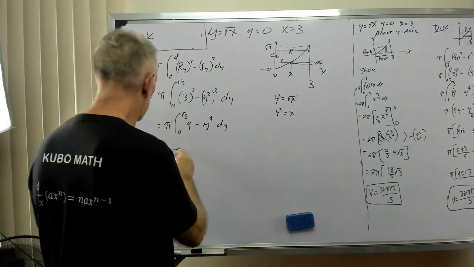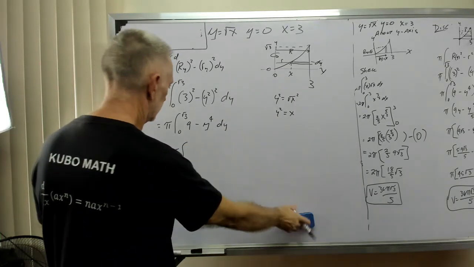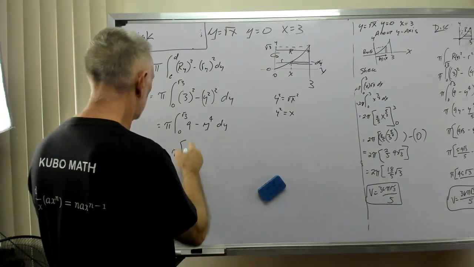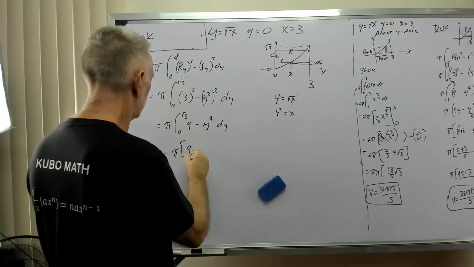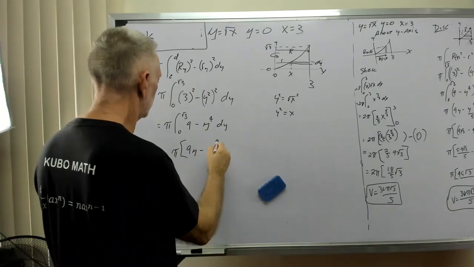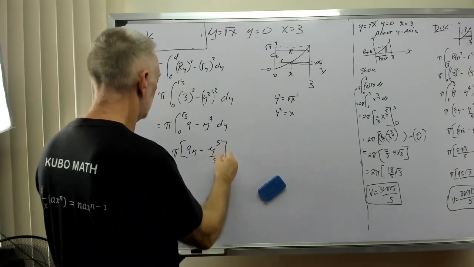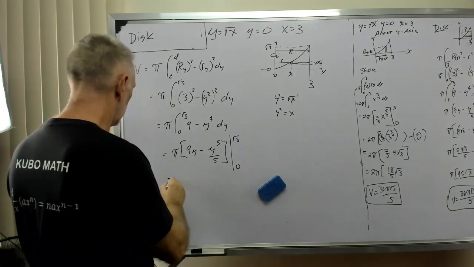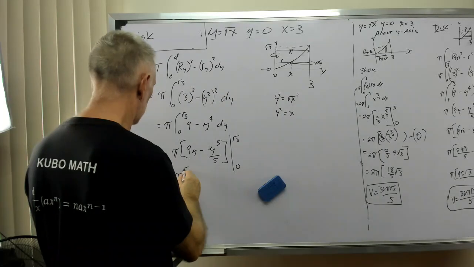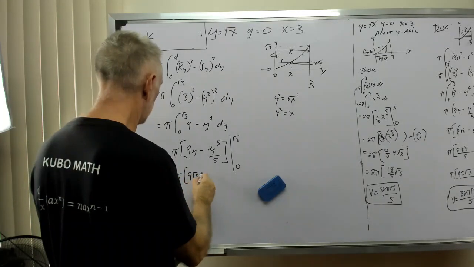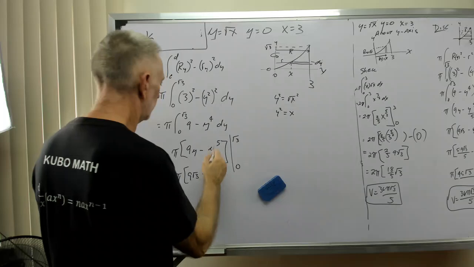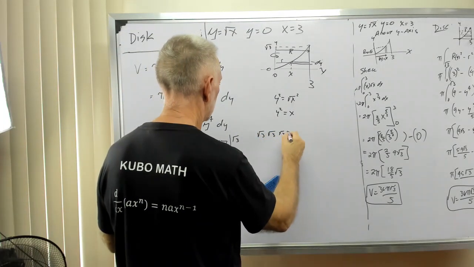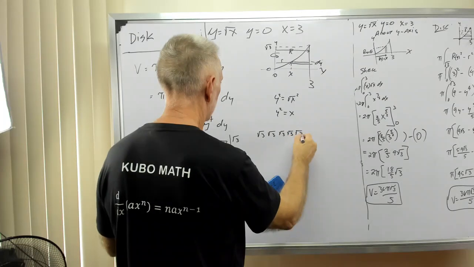So that equals pi times the integral, well, let's just integrate it. Integrating 9, I end up with 9y minus y to the 5th over 5, and all of that from 0 to square root of 3. So let's plug in our numbers here. So I have 9 times square root of 3 minus square root of 3 to the 5th. So we're going to raise this guy to the 5th power.